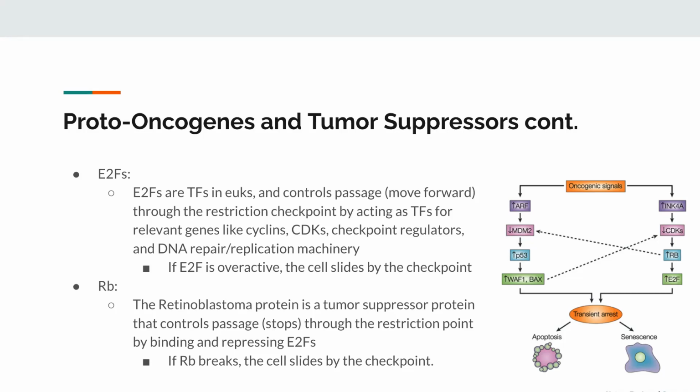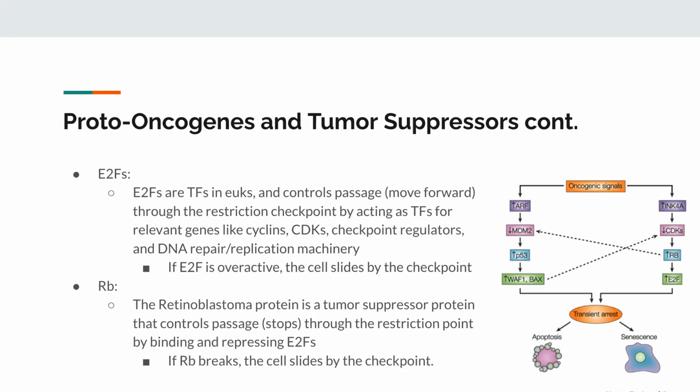Okay. Then you have RB, which is the full form is retinoblastoma protein. You'll never see it called that on your exam or anything like that. It's just going to be RB. RB is a tumor suppressor that actually controls E2F. So it binds to and represses E2F.